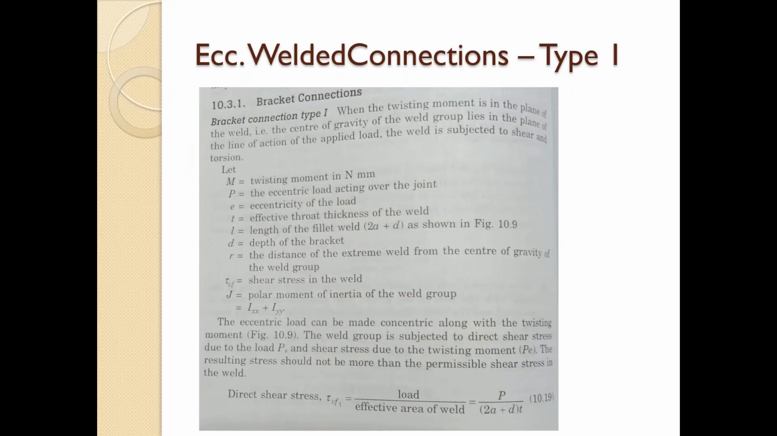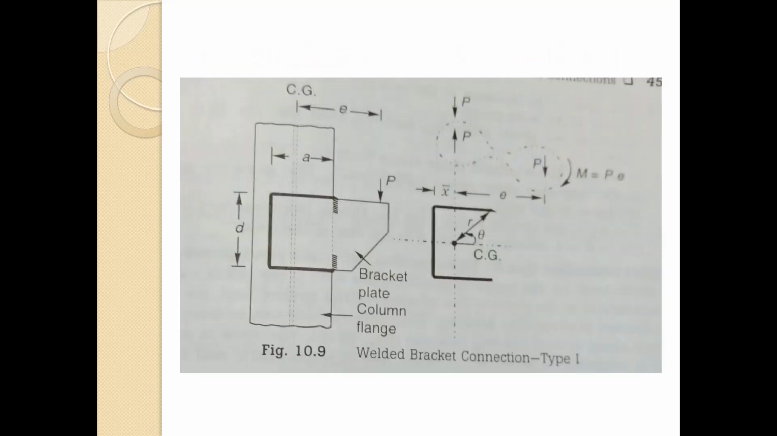Now the eccentric welded connection. These are also of two types. Type 1: when the twisting moment is in the plane of the weld, that is, the center of gravity of the weld group lies in the line of action of the applied load, the weld is subjected to shear and torsion. So here we have the diagram.